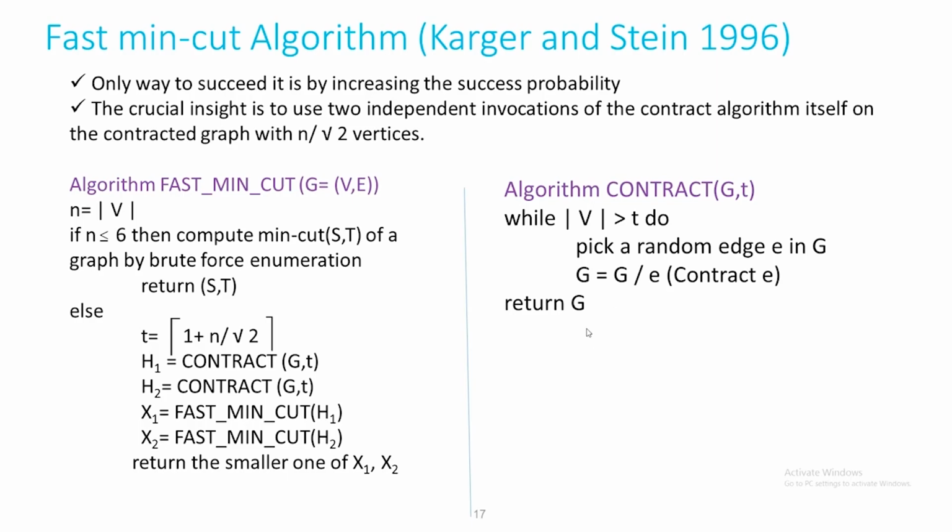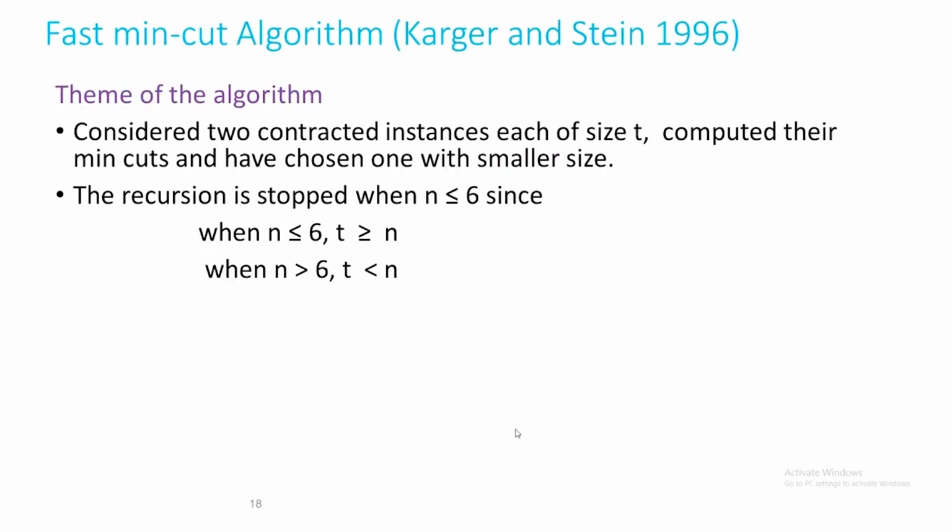See, how do you get this base condition, n less than or equal to 6? Another question is, how do you decide T equal to C log base (1 plus n by root 2)? The first one we can discuss now. The second one is given as a tutorial problem, and I have given a hint also to complete that problem. Now, the theme of the algorithm is considering 2 instances of contract, each of size T, then finding the min-cut and choosing the smaller one.